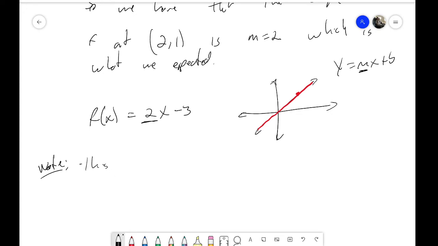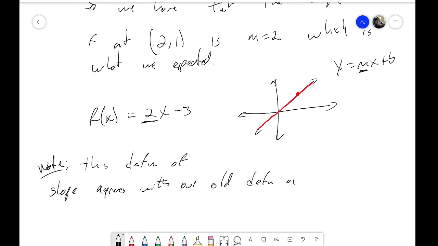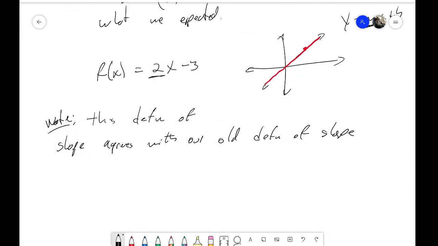which means that this definition of slope agrees with our old definition of slope. Note, this new definition of slope agrees with our old definition of slope. And this is actually very good that it does.